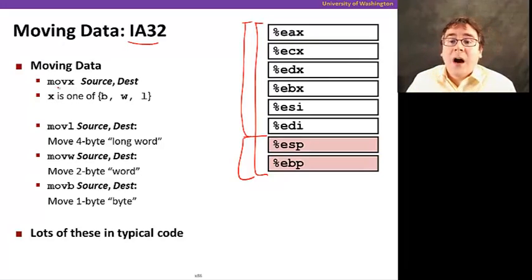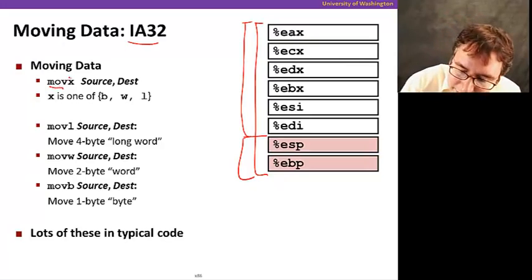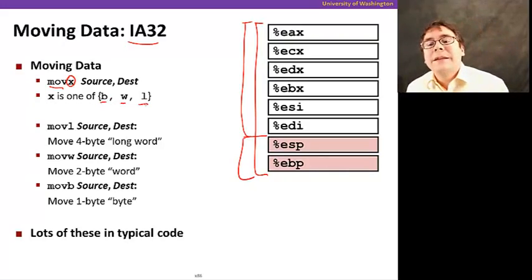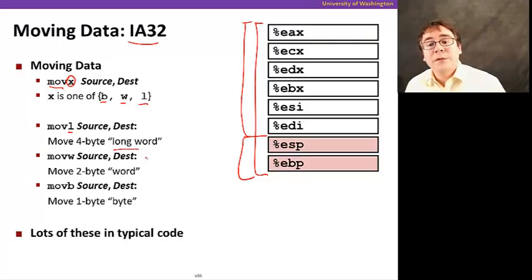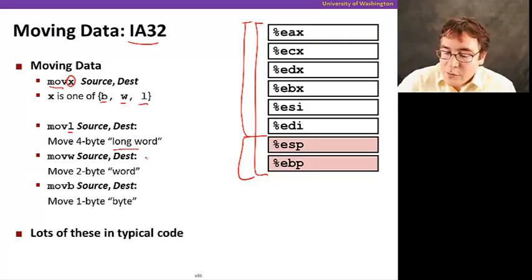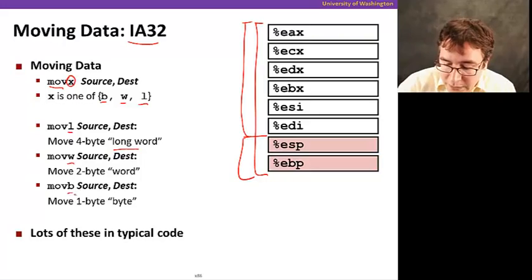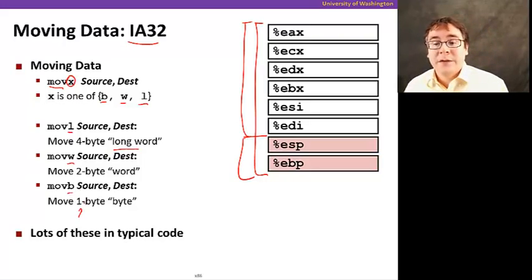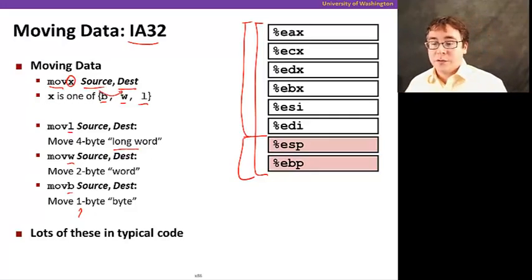There are multiple types of instructions to move data. They all start with these three letters, mov. Then this X here could in fact be either one of these three, B, W, or L, depending on the amount of data that's being moved. If you use movl, L stands for long word, so you're going to be moving 4 bytes worth of data. If you use movw, you're going to be moving 2 bytes worth of data. And if you use movb, you're going to be moving 1 byte worth of data. A move instruction takes two operands: where the data comes from and where the data goes to.